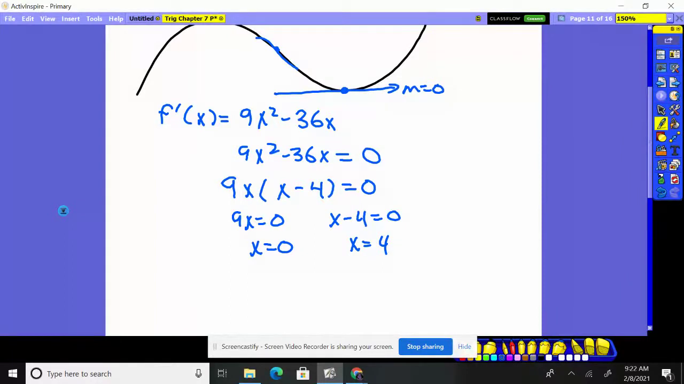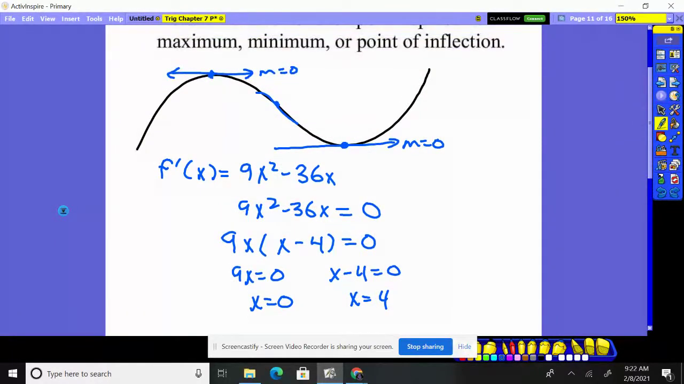Now, if we look back up here, just sort of in our heads, we can say, hey, 0, 4. On a number line, left to right, 0 comes first. So this is the 0 comma something, and this is the 4 comma something. So we know the relative maximum is at 0 comma something and the relative minimum is at 4 comma something. How do we figure out the heights? Well, just plug 0 and 4 into the original equation.